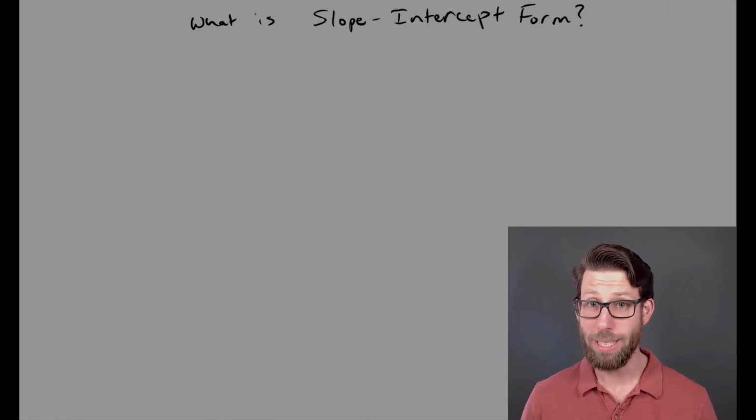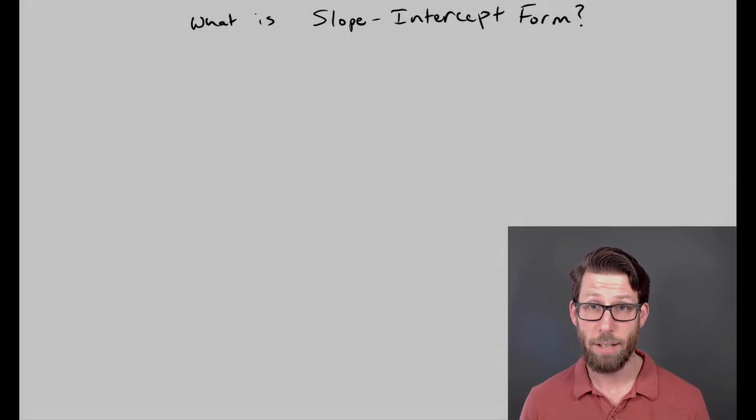Mathematicians tend to be a little bit lazy, or if you're being nice, efficient. And so when we have a form, it is something that we've manipulated algebraically to tell us key information quickly. So let's go ahead and look at slope-intercept form as an example of that.